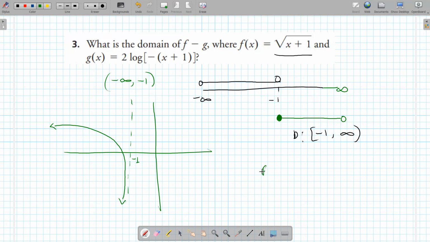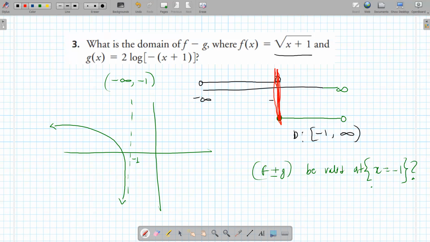Will f plus g, or f minus g, doesn't matter, will this combined function be valid when x is negative 1? This is the big question here. No, it won't be valid because there's a vertical asymptote there, right? You'll be trying to add a vertical asymptote with the other curve. So it's not valid over here. So do they intersect anywhere? They don't. So this function simply will cease to exist.